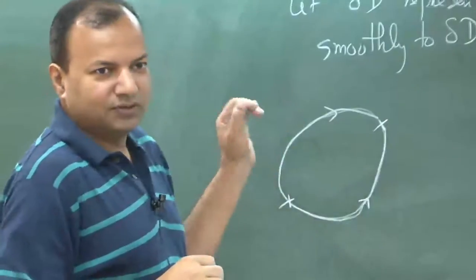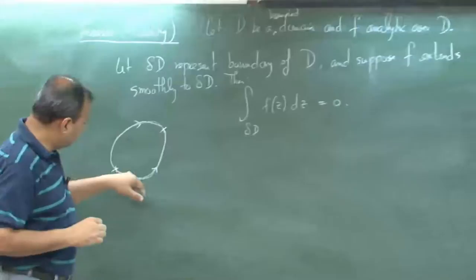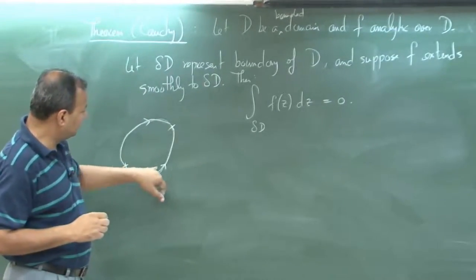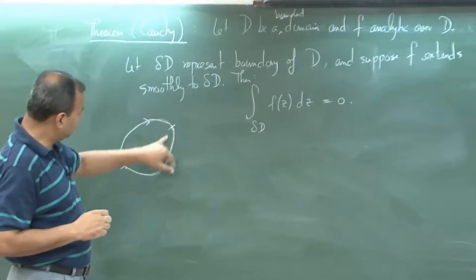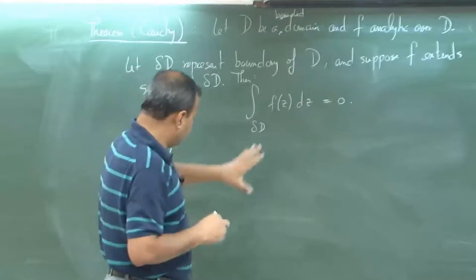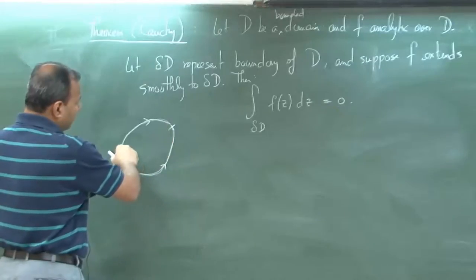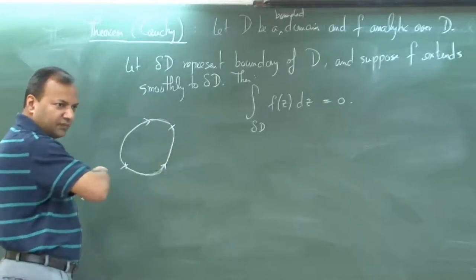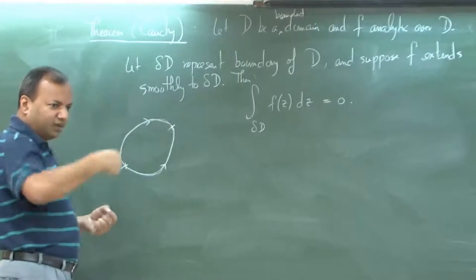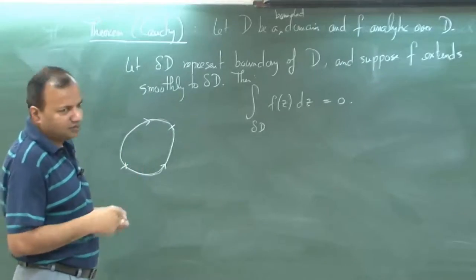The resulting values will be the same, because this is equivalent to this statement. If the two integrals are the same, then the integral of f along this boundary is this plus the negative of this, and that cancels out. So essentially, what this theorem is saying is that along the boundary, it does not matter which path I take. I can take any two points and follow any path along the boundary to reach from one point to another, and the integral value is the same.